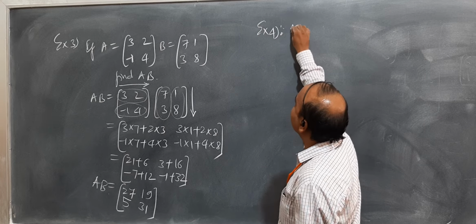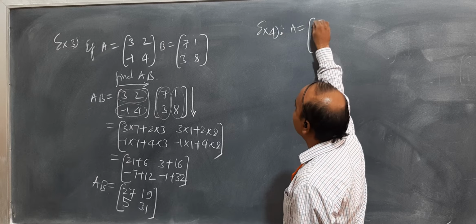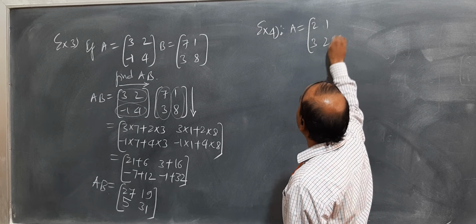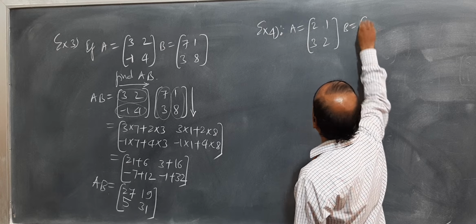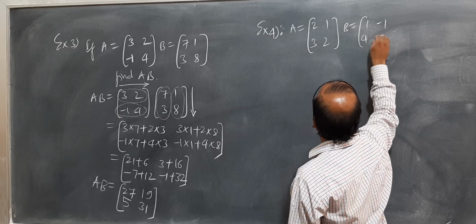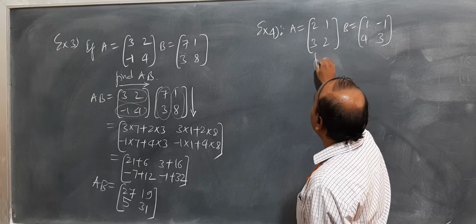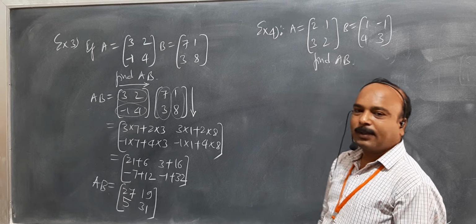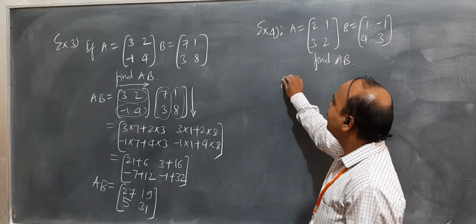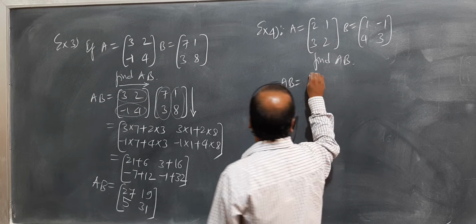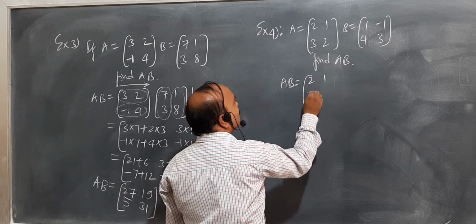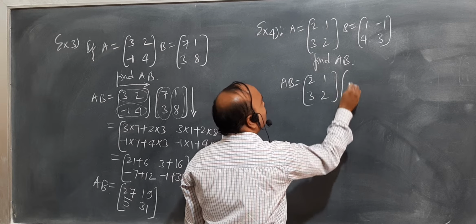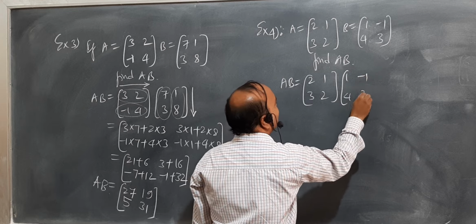Next go for A equal to [2 1; 3 2], B equal to [1 -1; 4 3]. Find the value of AB. It is also a similar method. AB is given by [2 1; 3 2] into [1 -1; 4 3].